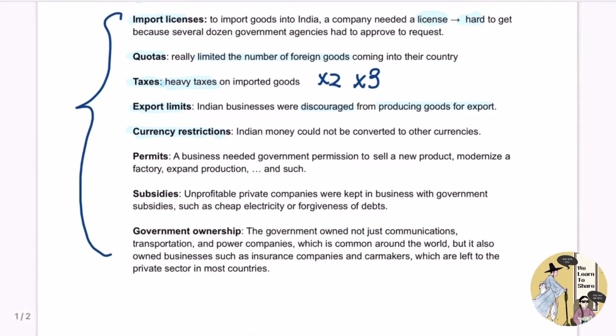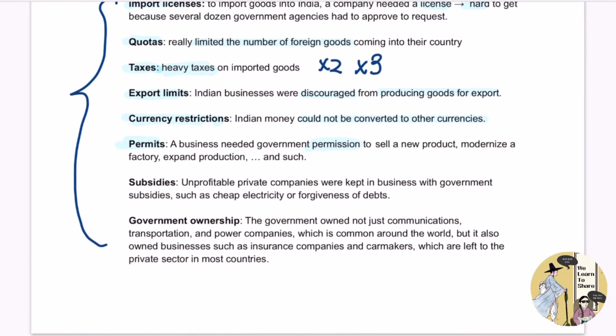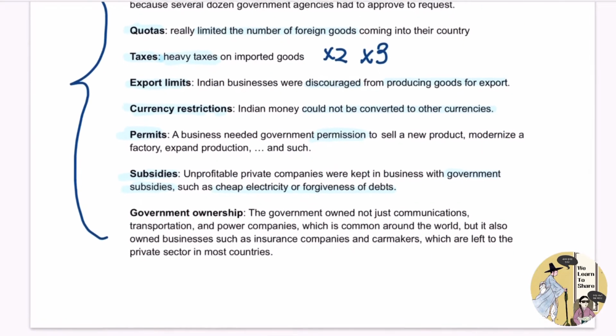Currency restrictions. Indian money could not be converted to other currencies. Permits. A business needed government permission to sell a new product, modernize a factory, expand production, and such. It means that they needed lots of permission to start and run a business. Subsidies. Unprofitable private companies were kept in business with government subsidies, such as cheap electricity or forgiveness of debt. This just means that the government gave huge subsidies to struggling businesses and helped them.